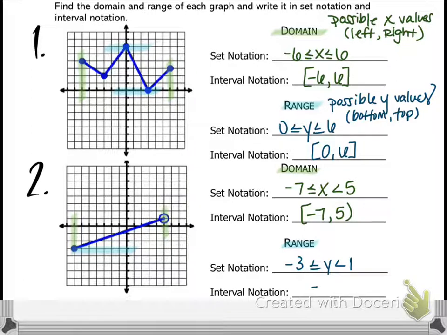And then I can do my interval notation. So it should be -3 with a bracket, and then a 1 with a parenthesis. And so that is our domain and range. So let's move on.